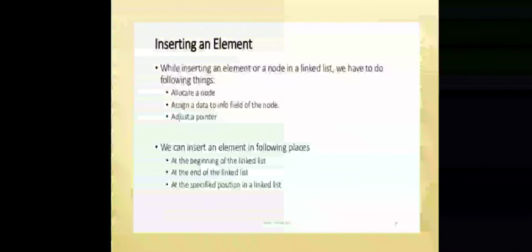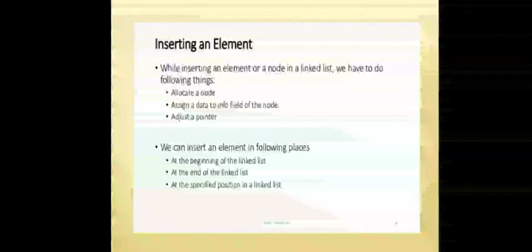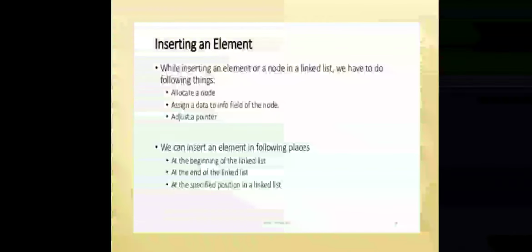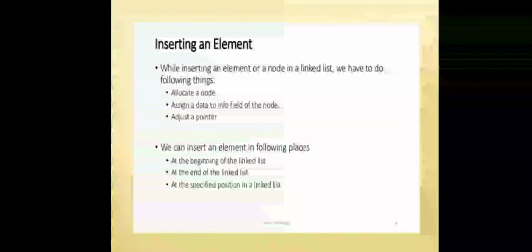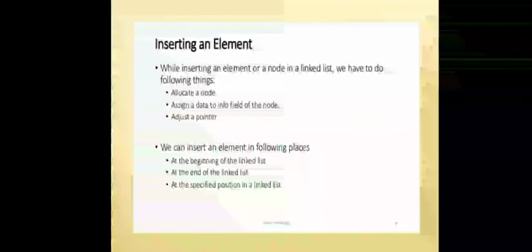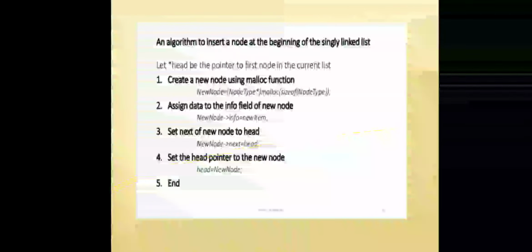Next we'll see inserting an element. If you want to insert an element in a linked list, we have to follow 3 things. First we allocate a new node, then enter the data in the information field, then adjust the pointer. We can insert a node in a linked list at the beginning, at the end, and at a given position in the linked list.